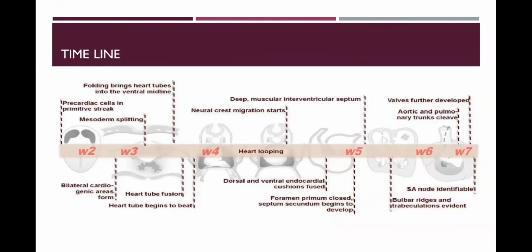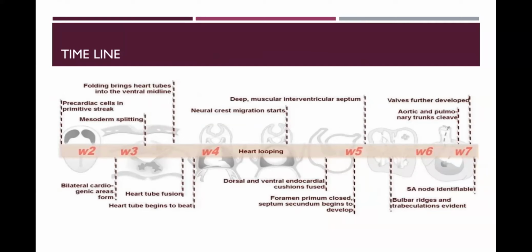This is the timeline of heart formation. In the early 4th week, the pairs of lateral endocardial tubes fuse. In the 5th and 6th week, the septum primum and septum secundum separate the right and left atria, and the bicuspid and tricuspid atrioventricular valves develop.